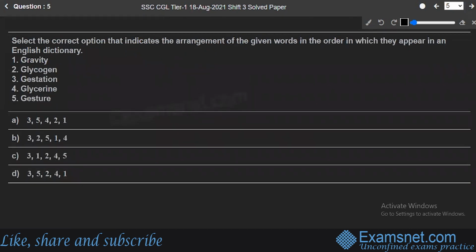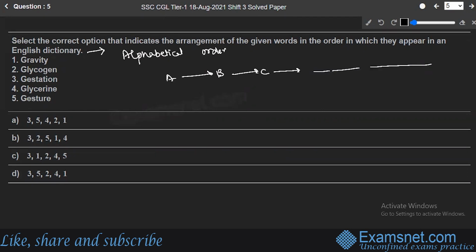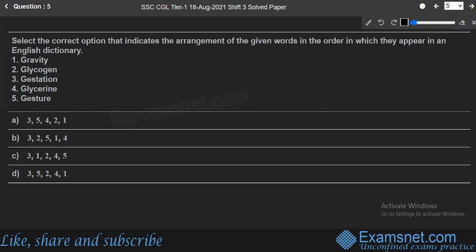Now let's move to the next question, number 5. Select the correct option that indicates the arrangement of the given words in the order in which they appear in the dictionary. And you know how the words appear in the dictionary. They appear in alphabetical order. That is first A, then B, then C, then D, and so on. Right. So let's look at all of them.